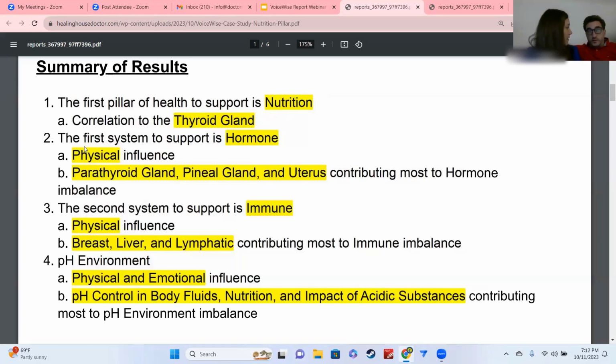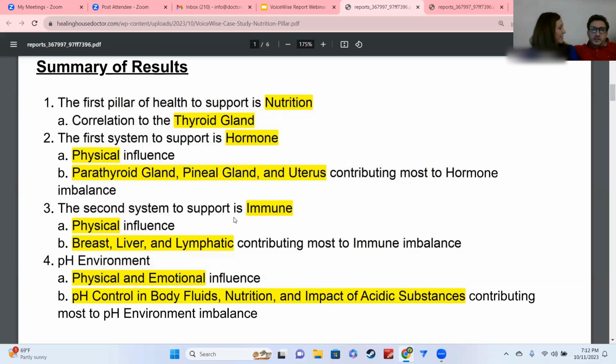The second item is always going to be the system that we want to support the most. And then we also look at what is the secondary system we want to support the most. So if you were to do nothing else, you would want to address your pillar of health, your first system, and your second system. And we'll show you where the resources are for all of those.